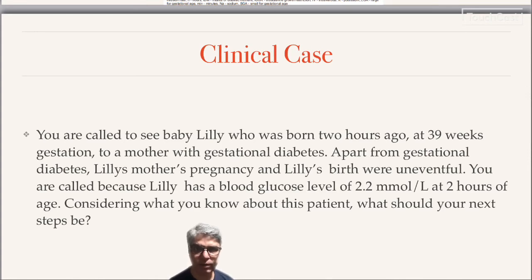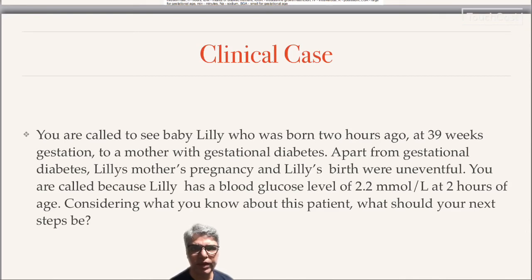You recheck her blood glucose level 30 minutes later, and you find it increases to 2.9 millimole. Now, you should continue to check Lily's blood glucose level every 3 hours prior to feed until she is 12 hours old. If the glucose remains stable and she is fine, she can be discharged the following morning.